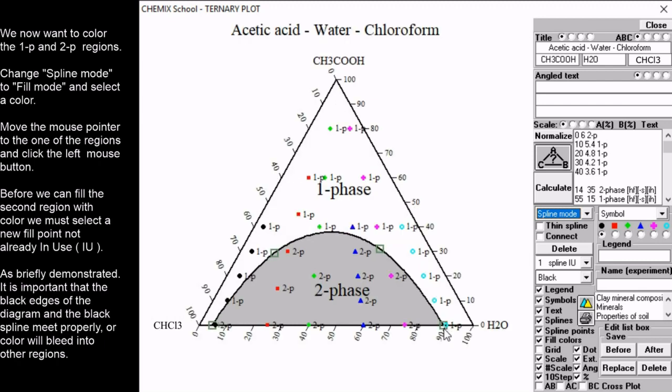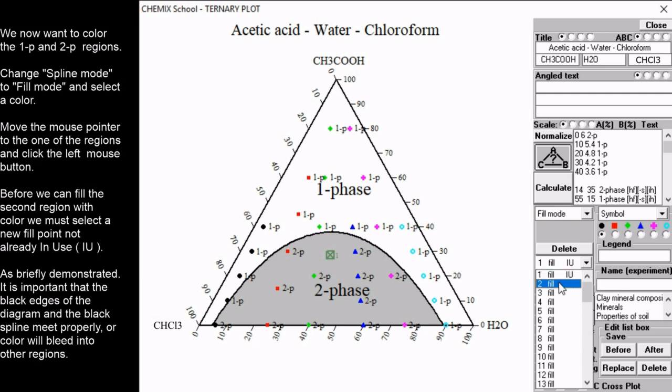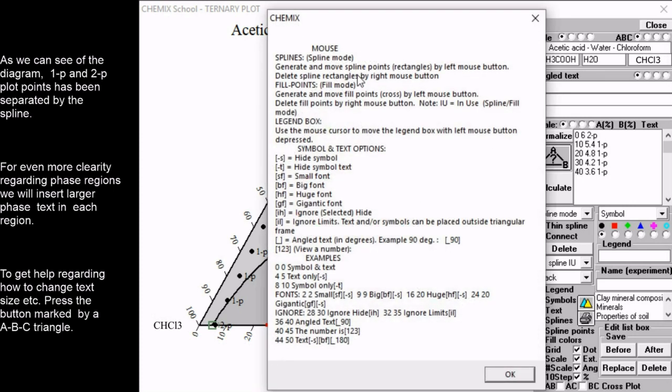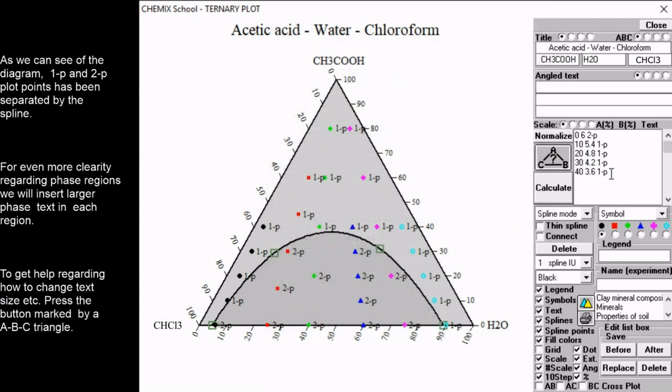We now have to select a fill point that is not already in use. Select fill point number 2 in a color. First, click the Ternary Plot Help button to study a few examples of how to manually insert text using the edit field. Insert big-sized text in both regions.